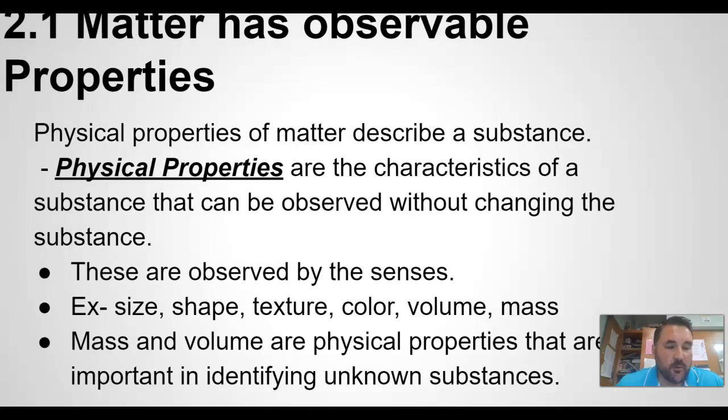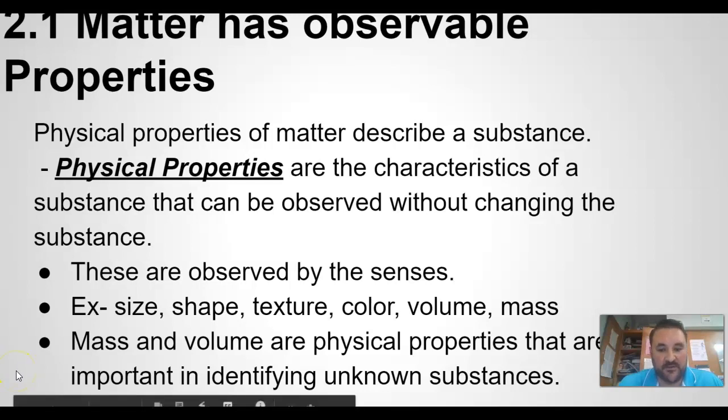Matter has observable properties. Physical properties of matter describe a substance. So it could be fuzzy, it can be the texture, it can be the size. These are characteristics of a substance that can be observed without changing the substance. It could be a blue car or a red car. It's still the same car. They are observed by the senses, such as size, shape, texture, color, volume, and mass.